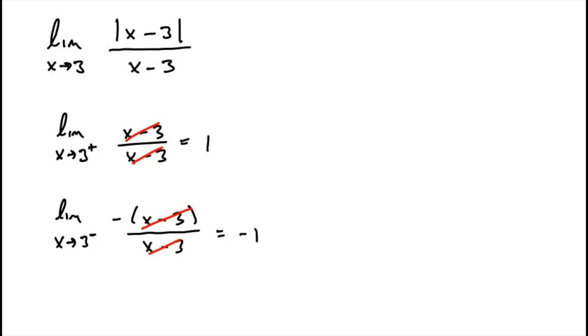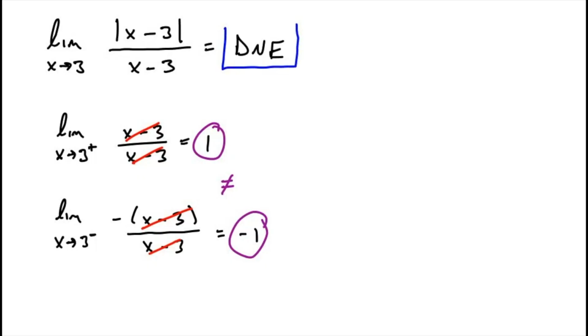Now it's pretty clear that these two one-sided limits do not equal each other, and that gives us our answer to the original question. The limit as x approaches 3 has to take into account both of these points of view, and since they don't equal each other, the overall limit is not going to exist. That'd be the algebraic way to approach this.